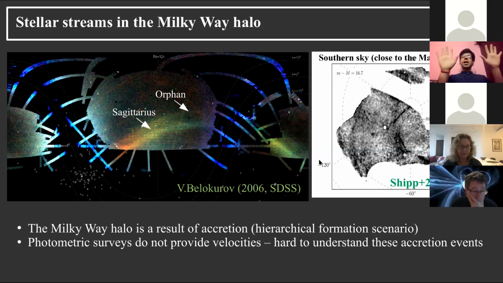This mapping of the streams is sufficient to make a case that the Milky Way halo is in fact a result of the hierarchical formation process as predicted by lambda CDM models. But these photometric surveys such as SDSS, Dark Energy Survey, or PAN-STARRS do not provide velocities, which means that although we can make a case that the Milky Way had an accretion history, we cannot really understand or model these accretion events to understand how the Milky Way halo actually formed, because we do not have velocities, so we cannot trace the orbits of these streams backward in time, for instance.